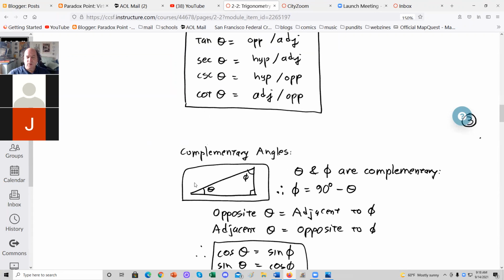Now, if you have a right angle triangle, and this is angle theta, then this angle phi and theta are complementary. They add up to 90 degrees, since with the right angle the three angles add up to 180. Therefore, theta plus phi adds up to 90, and therefore phi is 90 degrees minus theta, the complement of theta.